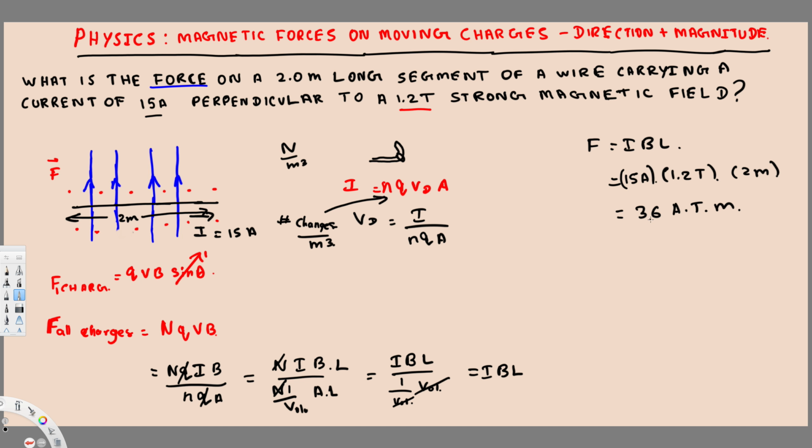But we want this in terms of Newton. So let's convert the units. 36 ampere Tesla meter, where Tesla is Newton per ampere meter, times meter. So here ampere cancels, meter cancels, we are left with Newton. So this is going to be 36 Newton, and that's going to be the force. And that's how we do this kind of problem.